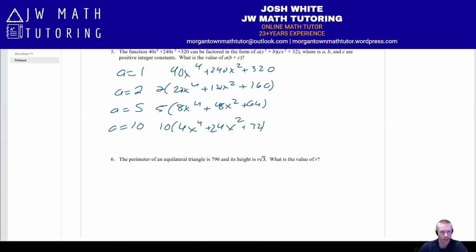Here's where the problem comes. Technically, only one of these can actually be factored correctly into this form such that when you multiply it out, it matches the original problem. Just to save time, I'm going to demonstrate this in Desmos.